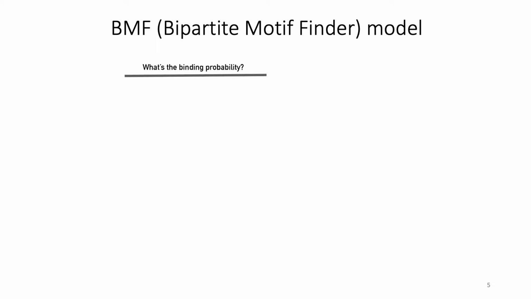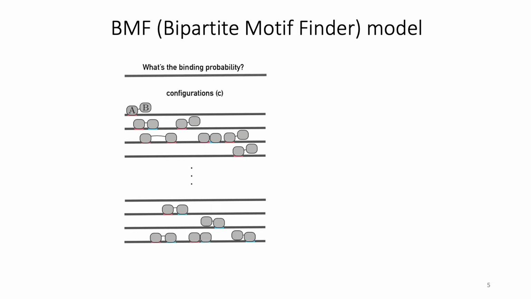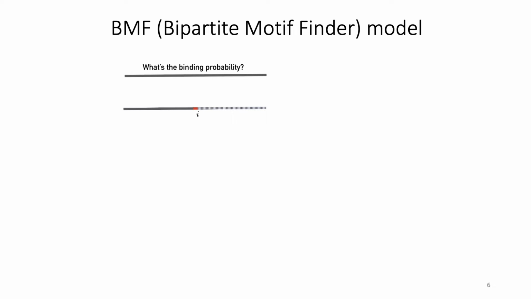To find the best BMF model, we have to calculate binding probabilities for each sequence in the dataset. And this is not so simple because this requires us to iterate all different combinations of one or more proteins binding in the sequence with different spacing between the domains. Luckily, we can solve it efficiently using dynamic programming, and we use it by breaking down this big combinatorial problem.